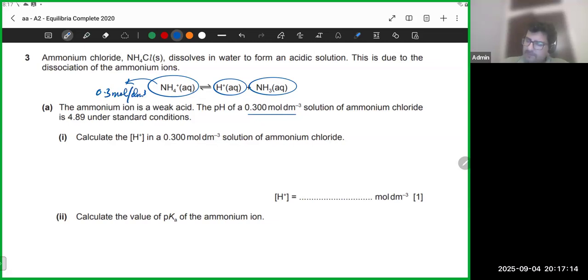I mean, that is known. And the pH is also known. I think the pH, yeah, they've given us the pH, that's 4.89. So if the pH is known, that means the H+1, that's the first thing he's asking. What's the H+1 concentration? So if the pH is known, then it's pretty simple that the H+1 concentration would be 10 to the power minus 4.89. So what is that? What is 10 to the power minus 4.89?